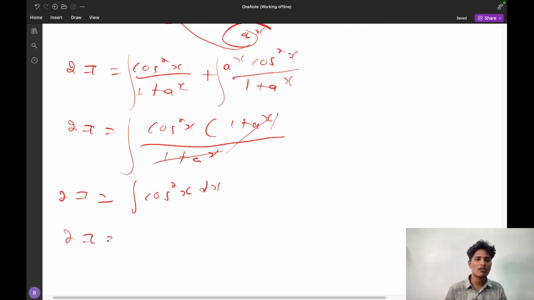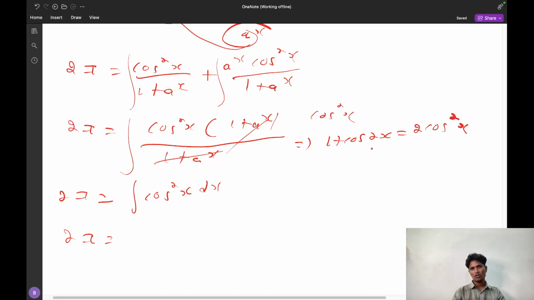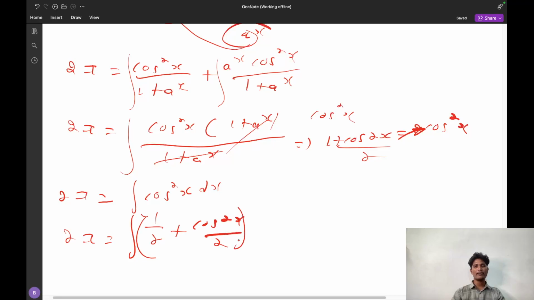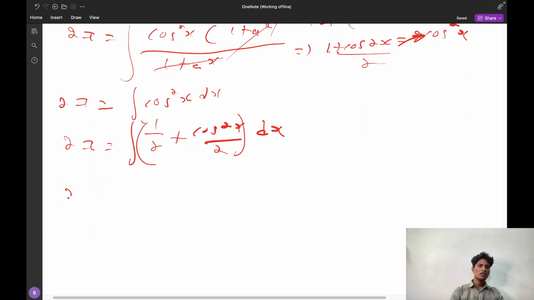So what is the integration of cos square x dx? I have to write cos square x in terms of cos 2x or sin 2x. How can I write it? We already know 1 plus cos 2x is equal to 2 cos square x. So by 2 I can replace this one, that is 1 by 2 plus cos 2x by 2 into dx. Now 2I is equal to, here 1 by 2 gives x by 2 plus the integration of cos 2x, which is sin 2x, and I have to divide by the coefficient of x, that is 2, again there is a 2 here, so that is by 4.